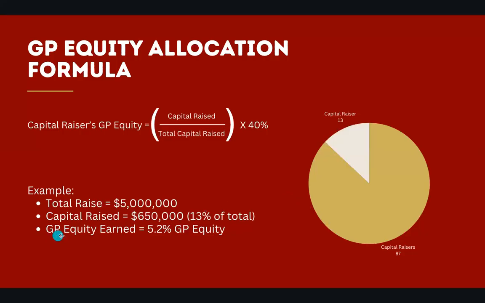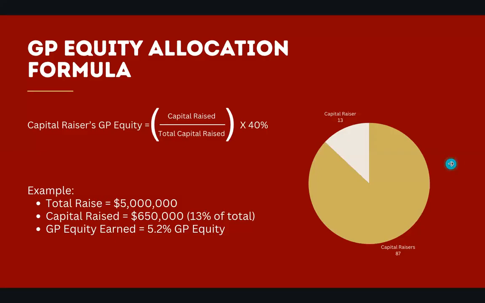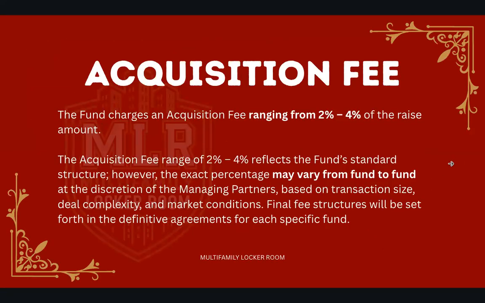So your GP equity at this point would be 5.2% equity in the entire general partnership. Okay, that's the 30/70 split that we have. The 30%, you would own 5.2% of that entire 100% of that 30%. Okay, let's talk about acquisition fees as we go in.